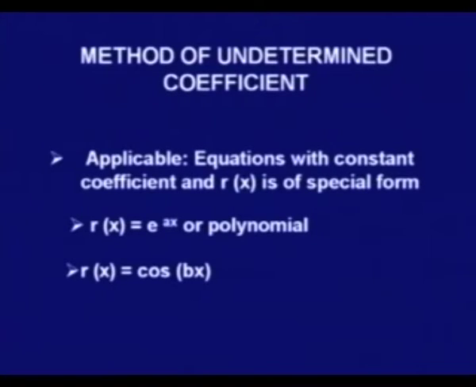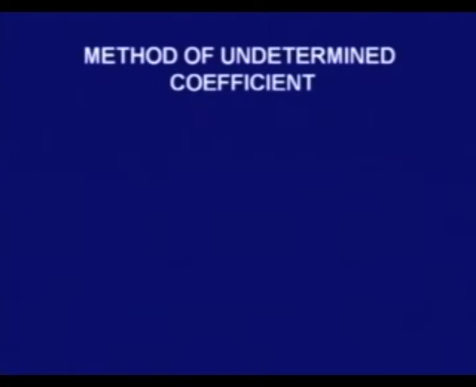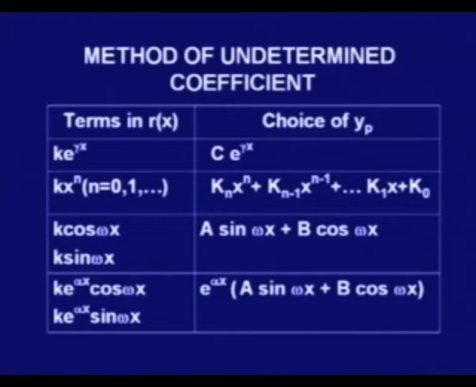How are we doing it? Let me summarize it by a table. We say that if I have R x as k times e to the power gamma x, as in our example I was having 12 times e to the power x, that is gamma was 1. And what have I chosen? I have chosen y p as e to the power x and a here.